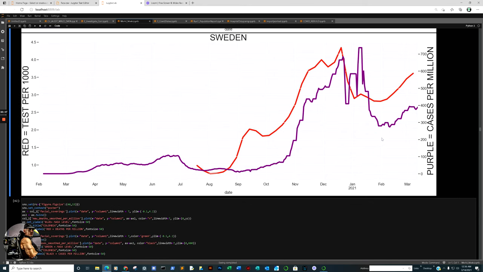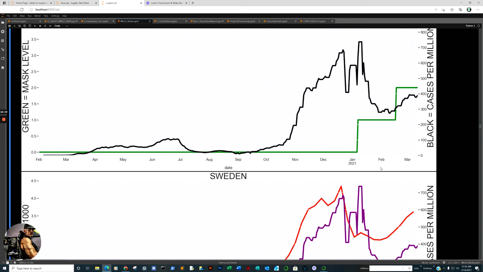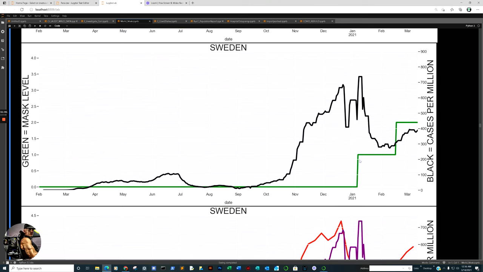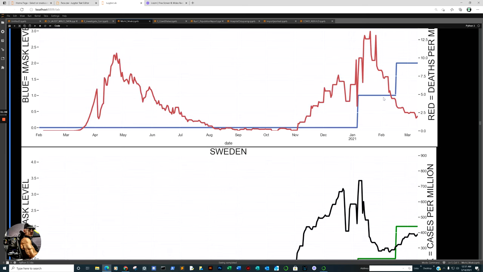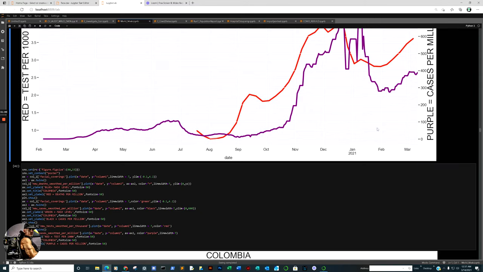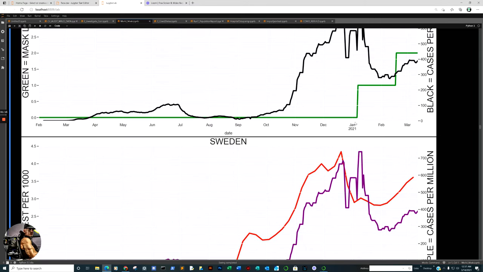However, as far as tests per thousand, the tests per thousand are going up. You see the psychological gambit there in the cases per million, right about the exact same time, what is that, February? Right about the exact same time they started throwing in the mask gambit. So they raised the mask level in January to 1, and then started increasing their testing, and then they started coming up with more cases.